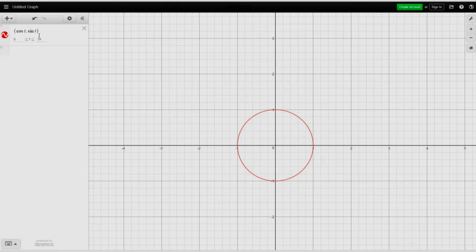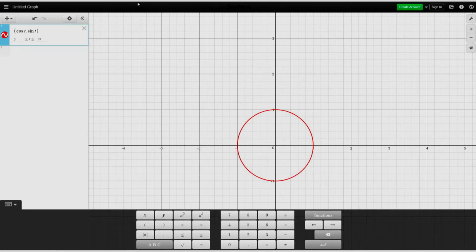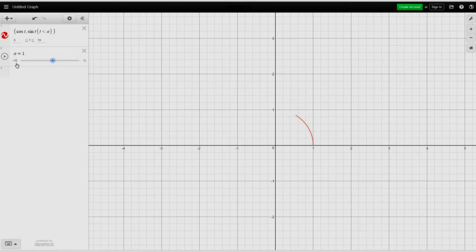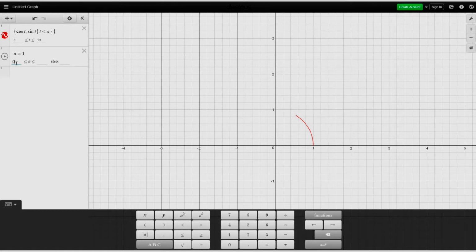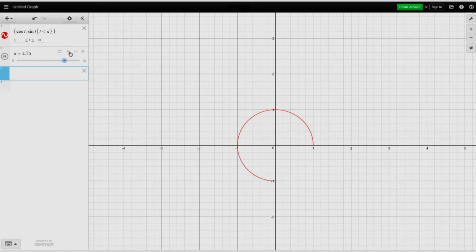Now, one downside to this is I don't get to see the motion. When I graph this, the whole circle's up there all at once. So we can fix that by putting a limit on t. I'm going to only graph t less than a. And then I'm going to add a slider for a. And let's have a go from 0 to 2 pi, and maybe step by 0.01. And by letting a, we'll switch this so it only goes forward. Let me slow it down a little bit.